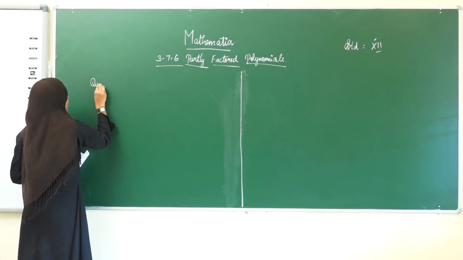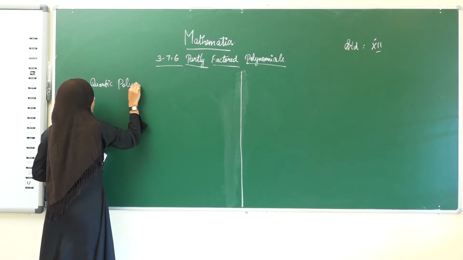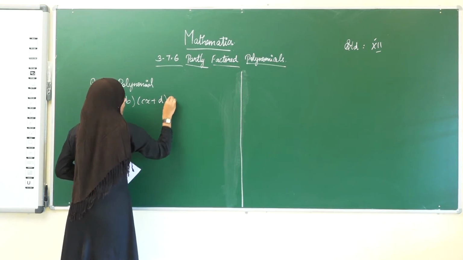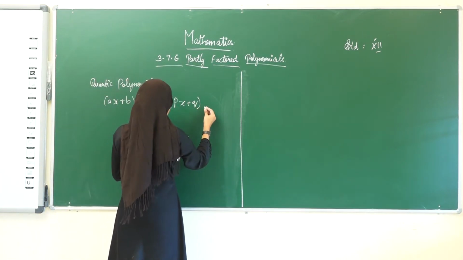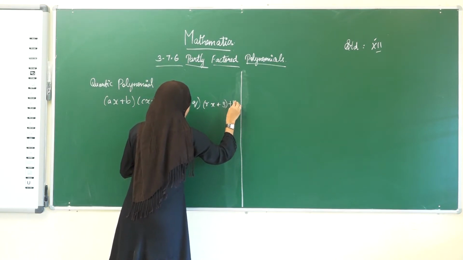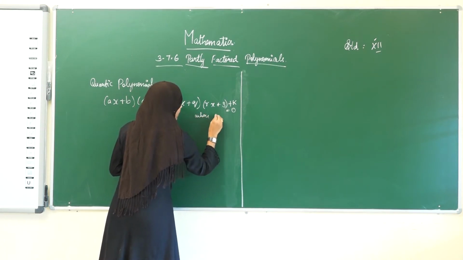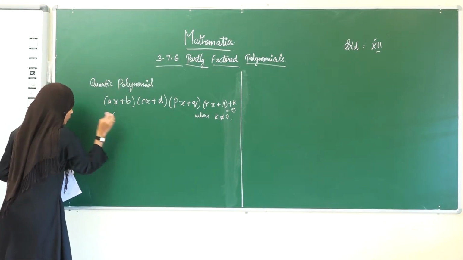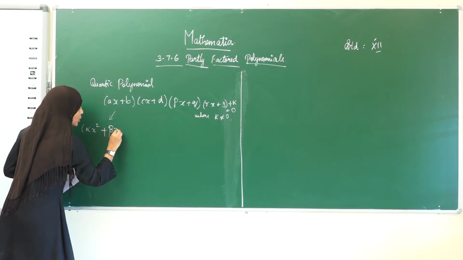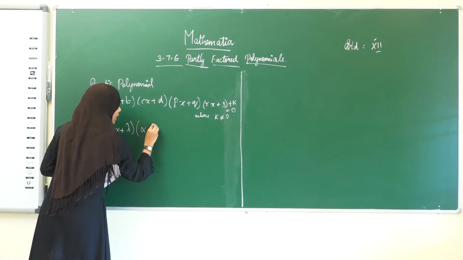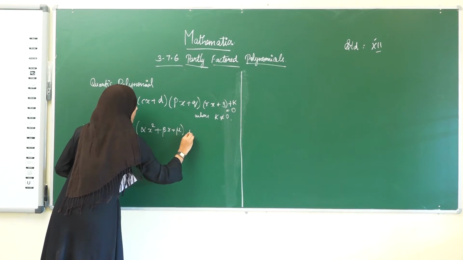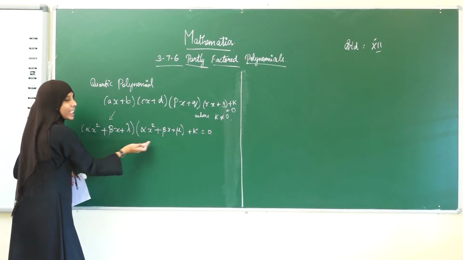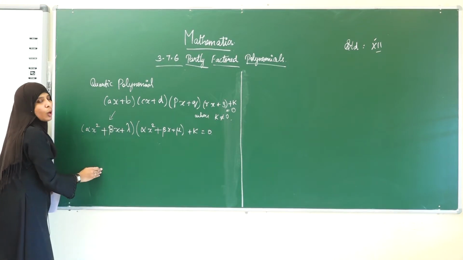Suppose a quartic polynomial of the form (ax + b)(cx + d)(px + q)(rx + s) + k = 0, where they have given that k is not equal to 0. This can be written as (αx² + βx + λ)(αx² + βx + μ) + k = 0. Then we can solve this because these two equations are quadratic equations. We can easily solve the quadratic equation, and then from this we can form the roots.